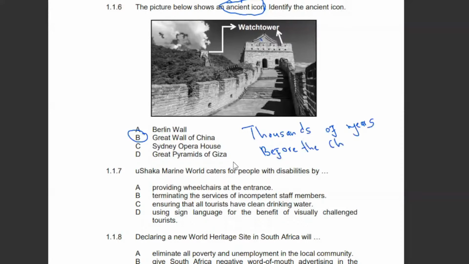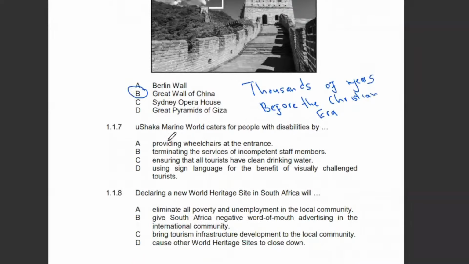Before the Christian era. So our correct answer will be, those are the Great Walls of China, or that is the Great Wall of China. Then it cannot be the Sydney Opera House because obviously the Sydney Opera House is a recent structure which actually was built in Australia.